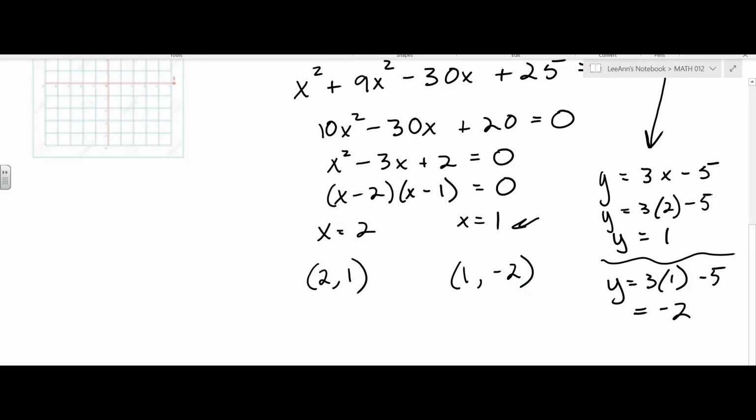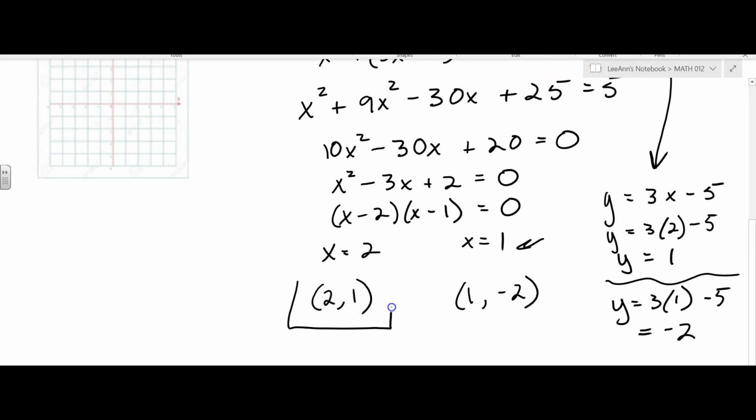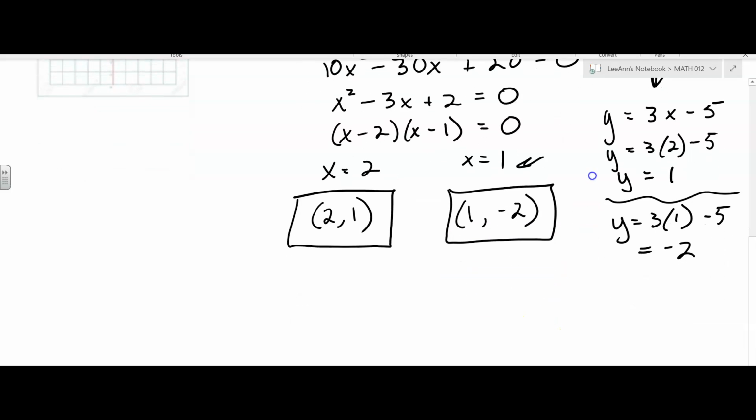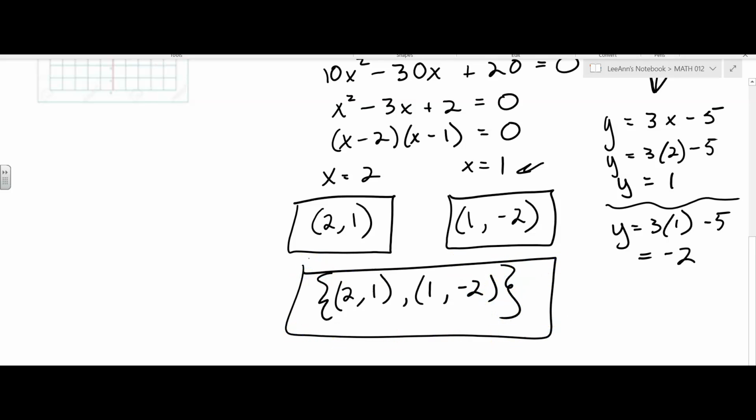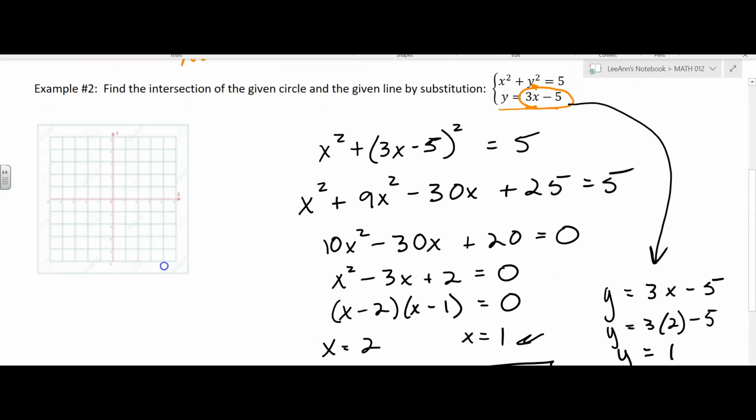Now, so we say these are our solutions. Okay. And I'm just putting a box around it. You could put it in set notation. Two solutions, (2, 1) and (1, negative 2). And you can write it that way as well. Okay, but now let's look at the graph here for a minute.